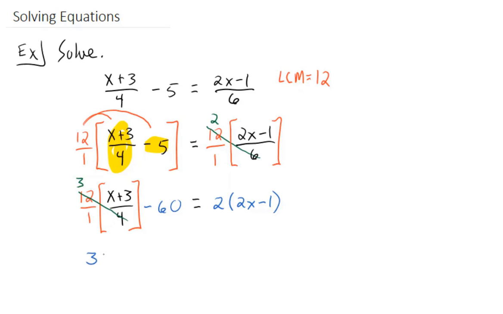What I have there is 3 times x plus 3, bring down my minus 60, equals 2 times 2x minus 1. Now, take a step back, make sure you understand all that. From this point forward, it's like solving some of the other equations we've solved.